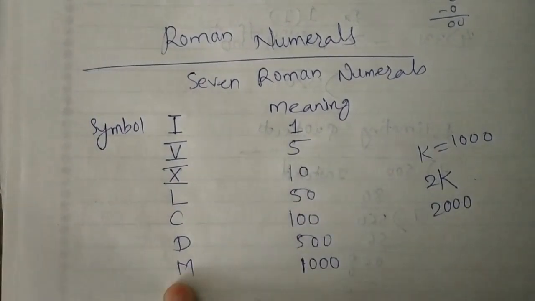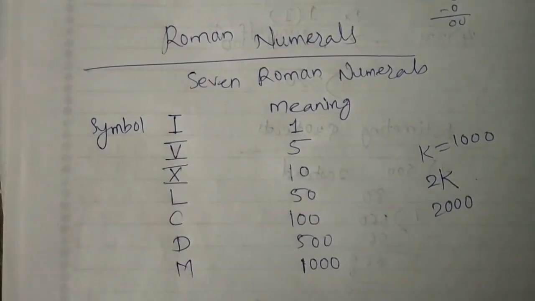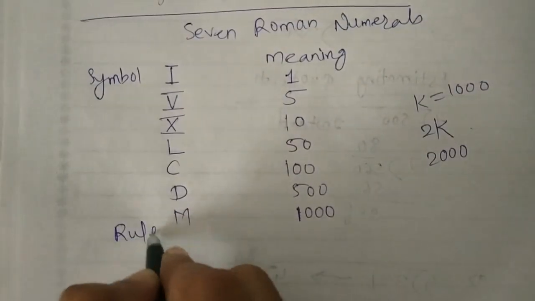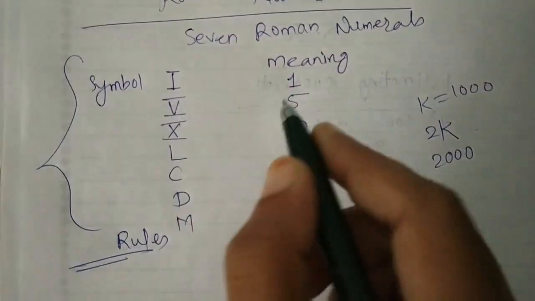So Romans had these 7 numerals. Capital I denotes 1, V denotes 5, capital X denotes 10, L denotes 50, C denotes 100, D denotes 500, M denotes 1000. And we don't have any symbol for 0. There is no symbol for 0 in the Roman system, and also Romans did not use the concept of place values. So we have some rules. By using the rules we can write numbers in Roman numerals. First you need to learn all these symbols.